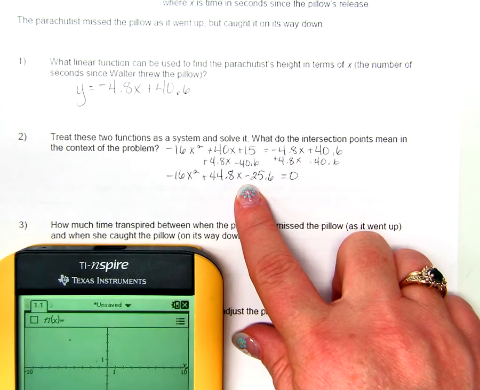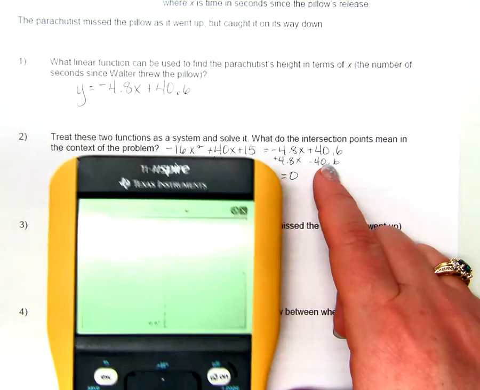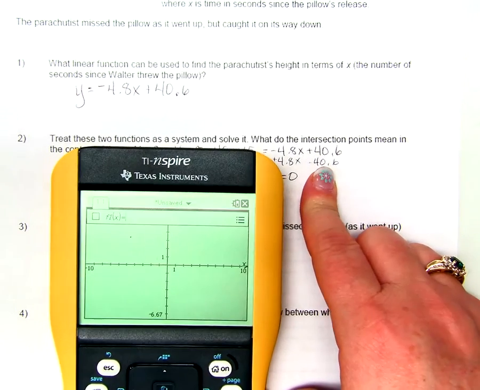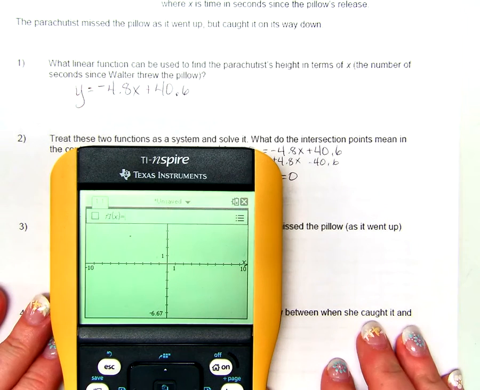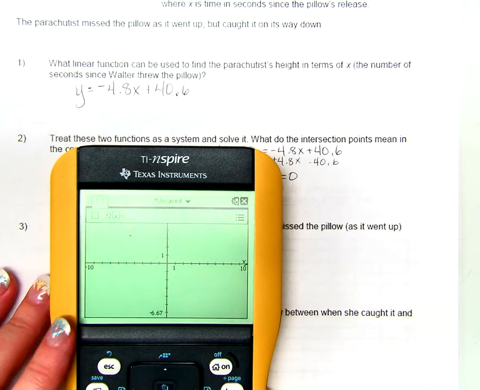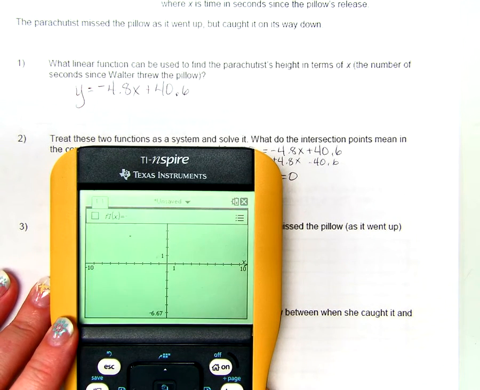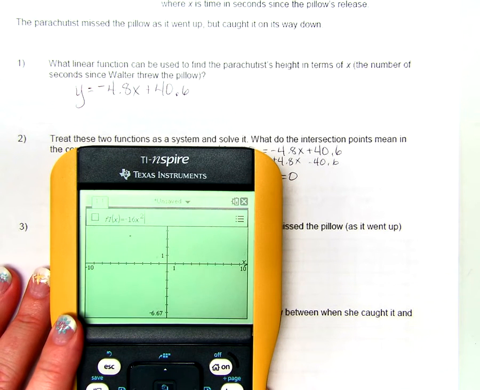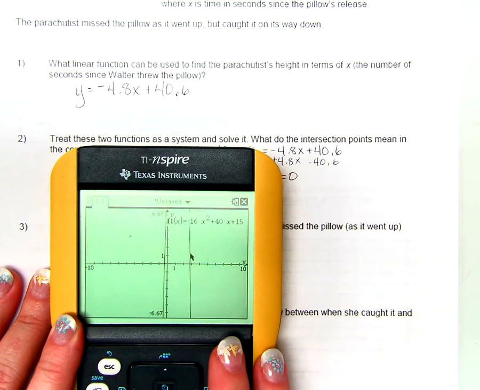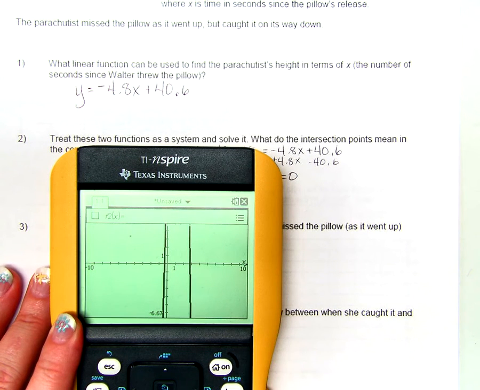Because we already started this and we're already here, I don't want to do that. I mean, I could, don't get me wrong. You could. I won't get you wrong. But if we're trying to think smarter, you know what I'm saying? Plus 40x plus 15. So there's my first equation. And then I need to get my second equation in, which is negative 4.8x plus 40.6.